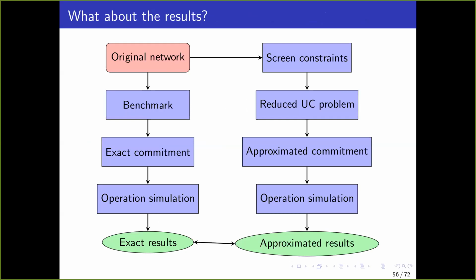We are doing a comparison very similar to before. On the left-hand side, you have the business as usual. So you have the regional network. You saw the benchmark model that's going to be computationally expensive. You have the exact commitments. You run the simulation fixing the commitment, and then you get exact results. On the right-hand side, we are going to screen some constraints and remove some of them and have a reduced problem that is going to give you approximated commitments. Then we fix those commitments, and then we run the whole simulation again, and then we have some approximation results that we compare with the exact ones.